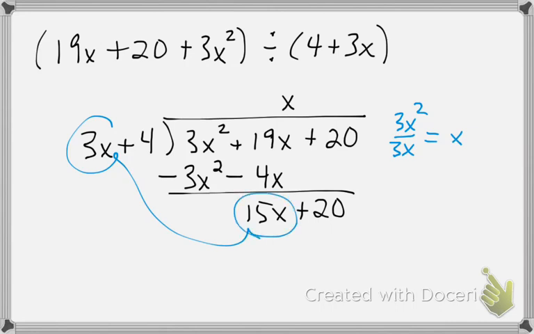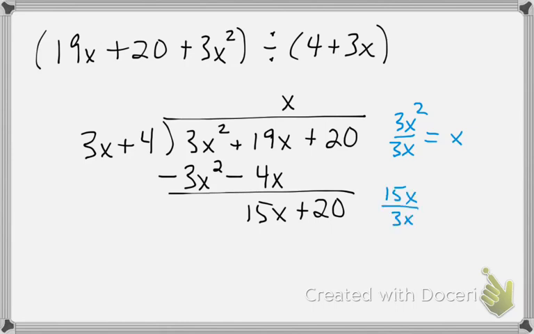How many times does 3x go into 15x? 5. 3x divided into 15x leaves me with 5. So where do I write this? Plus 5, above the 20. You have plus 5.